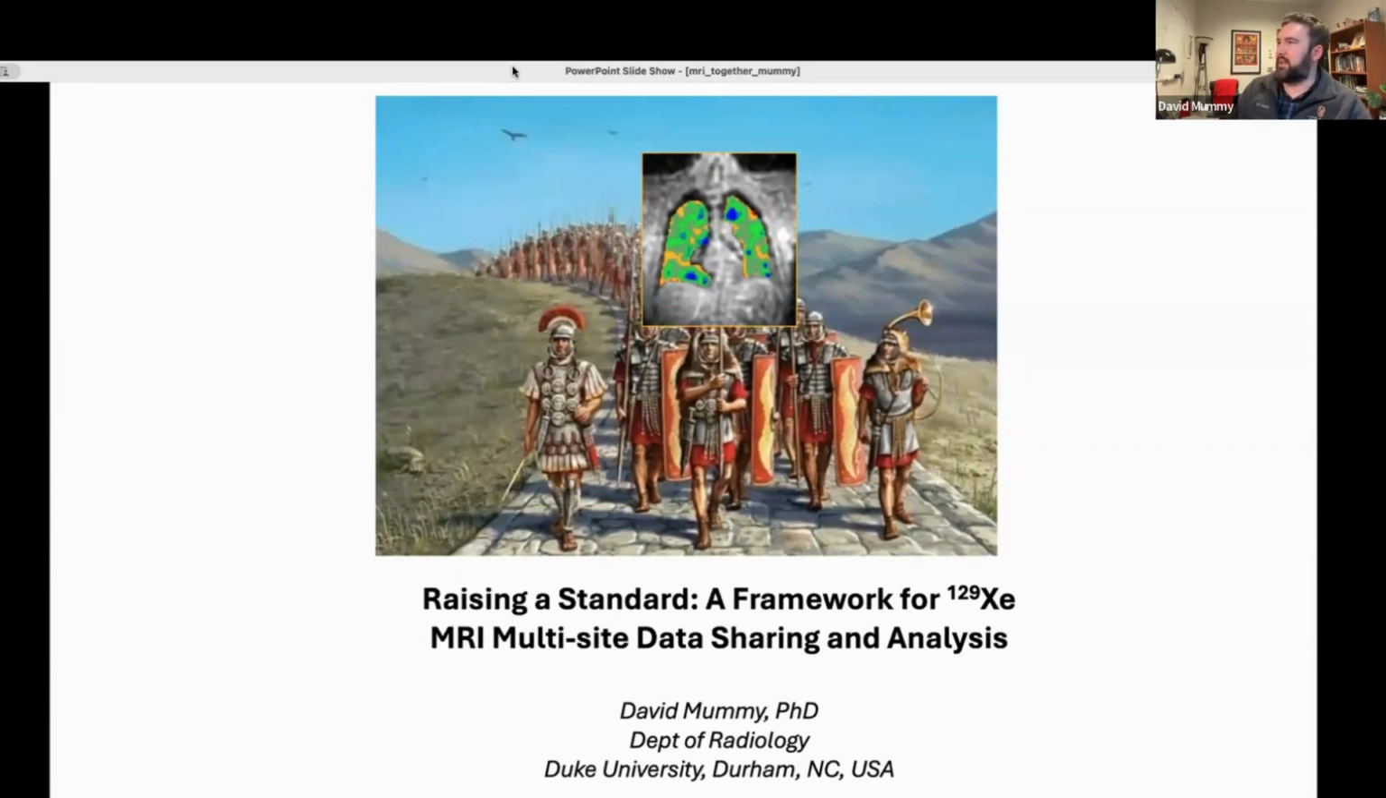So my talk will be a little less technical because I am not a very technical person, but I want to talk about just generally our efforts as a site and as a field to move towards a sort of paradigm where we can share data and analyze the data in a common way for this xenon MRI to move towards the goal of clinical trials.